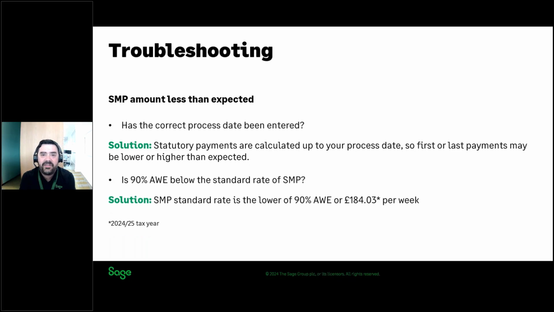The other one that crops up is where the SMP amount is different to what's expected, often less than what's expected. So a couple of things to check here. First of all, check that you've entered the correct process date.